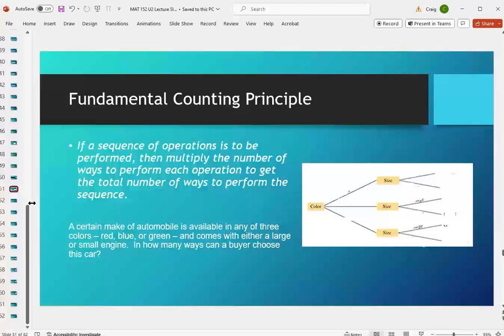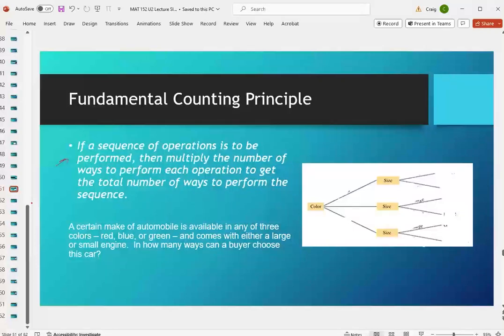is what's known as the fundamental counting principle. If you perform some sequence of operations, if there are multiple events that are going to occur, then you just multiply the number of ways to get the total number of ways that you could do the sequence. You'll see some of this in the other video from a previous class that I posted in the playlist this week. And you'll do a little bit of this in the probability project this week. But I want you to get the idea of how this works.